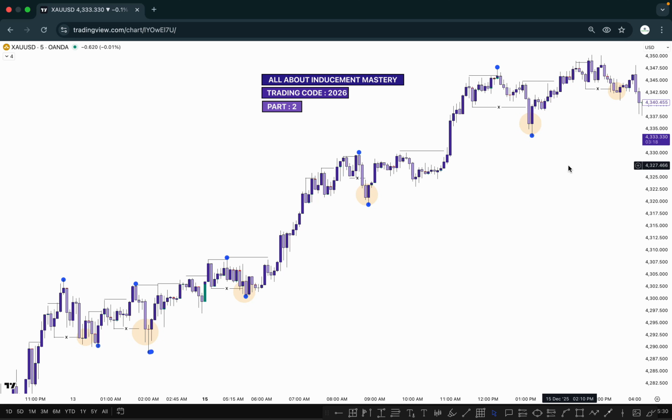We can confirm that's our bullish inducement. In this case, if you are wondering why I did not mark this one as a valid inducement, it is because this one is not a valid pullback. To confirm any valid inducement, the market should create a valid pullback.